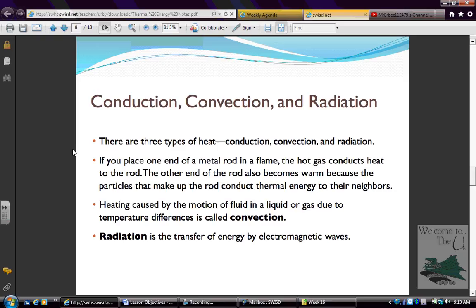Okay, the way that heat energy is transferred, there are 3 different ways, and you're going to have a homework assignment on this. The 3 different types of heat transfer are conduction, convection, and radiation.